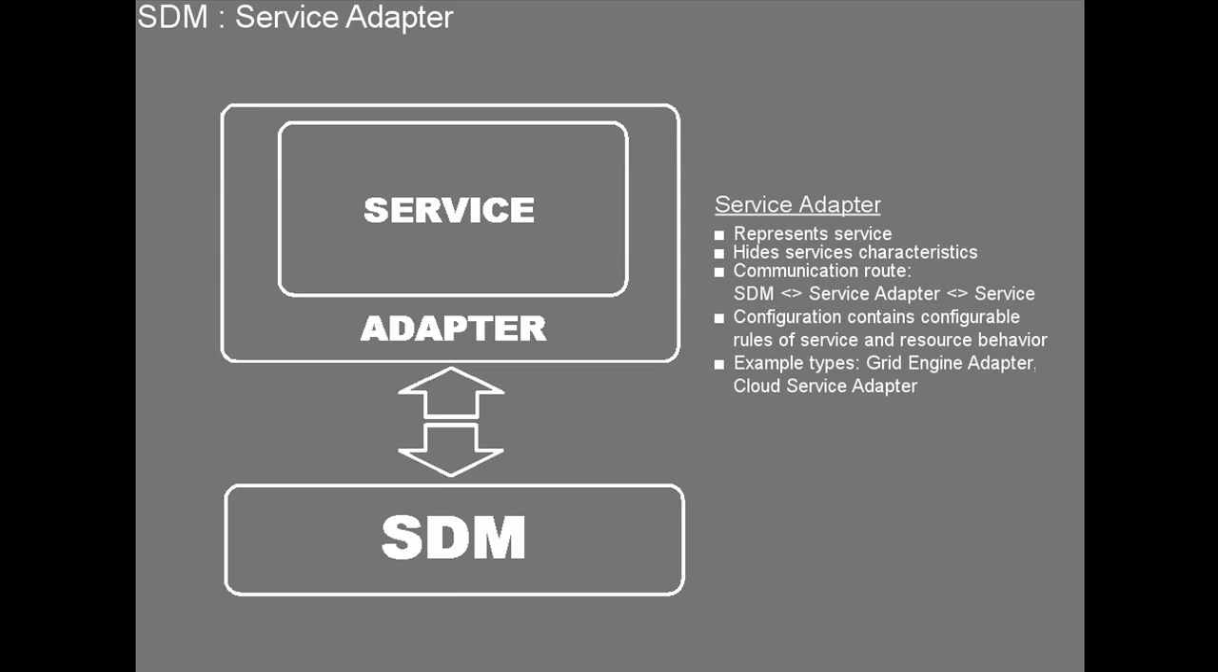A service adapter is a configurable entity. It holds the connection details and configurable rules for the resource usage. Important service adapters are the Grid Engine Service Adapter that can be used to manage Grid Engine clusters, and the Cloud Service Adapter that allows to use host resources from a compute cloud like Amazon's EC2. By implementing specific service adapters, SDM can be extended to manage additional types of scalable services.